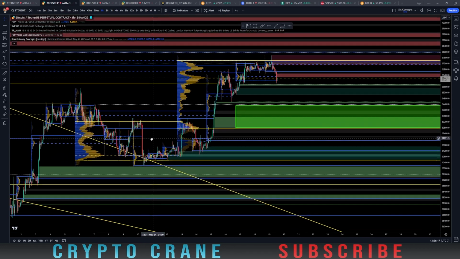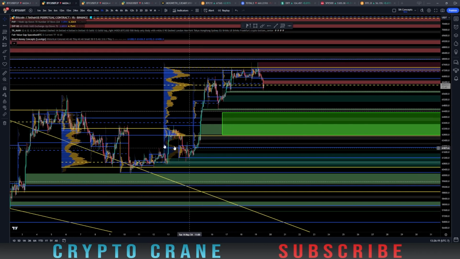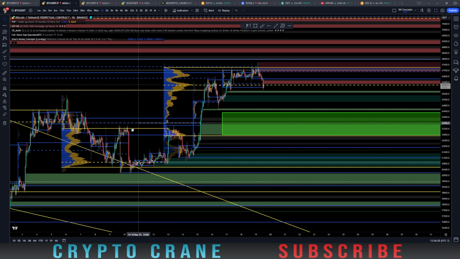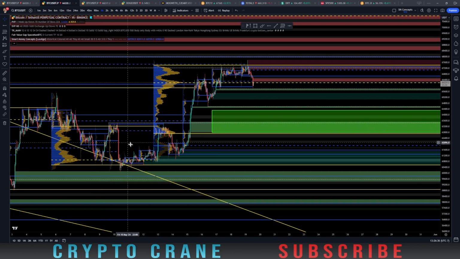Those aren't wicks down to around the same level. I wouldn't consider that a sweep level. You could say these highs definitely were, though. And that's how I knew that when we were in this range here, it was more likely we were going to squeeze up to the upside.